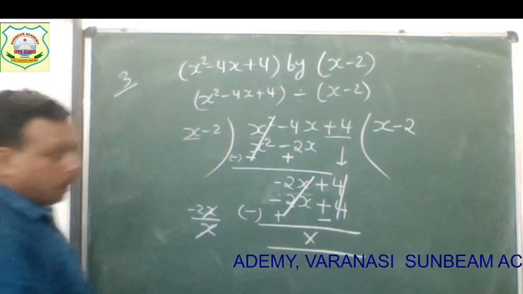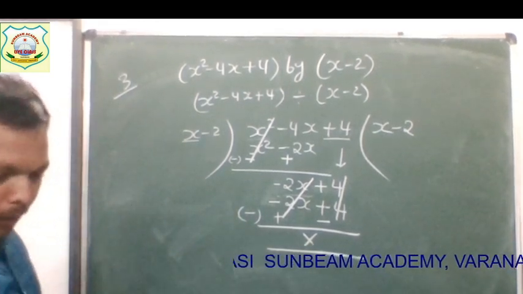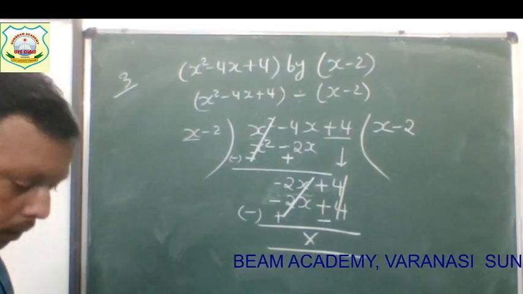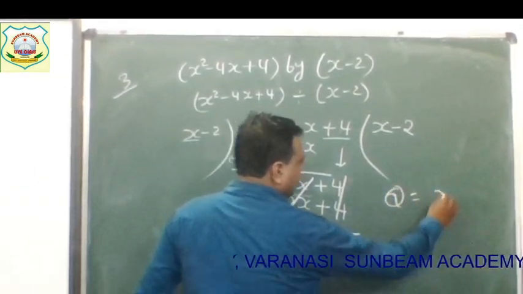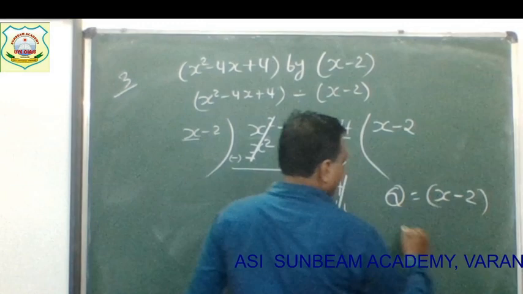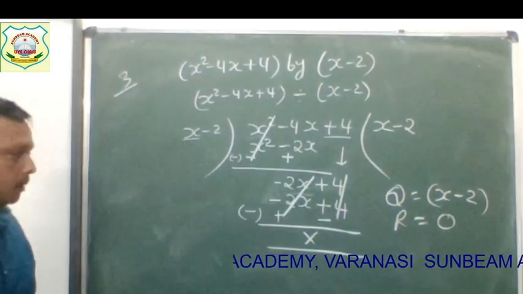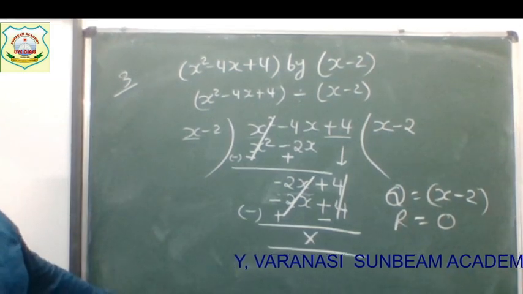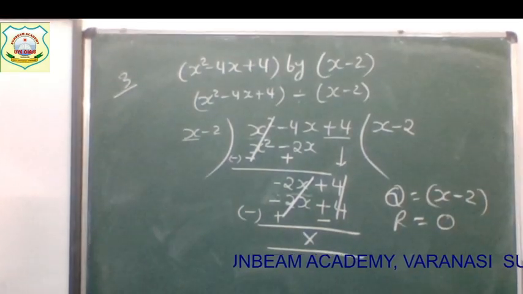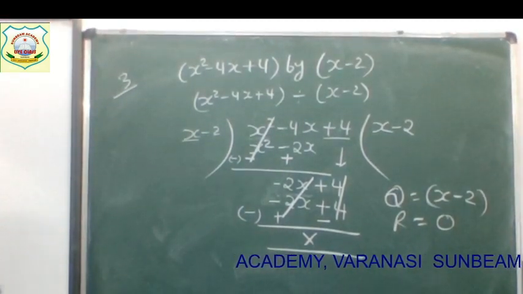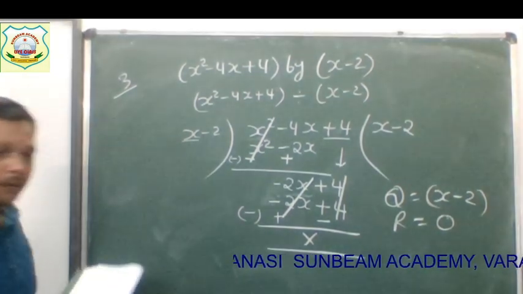So what we have got, because we should also write the quotient and remainder. In your book it is given. So we will show here quotient x minus 2 and remainder is 0. Okay, clear students? Hope everyone is clear. Next, question number 3 we have discussed here. Question number 4 is a little bit different, okay? So just note it down.